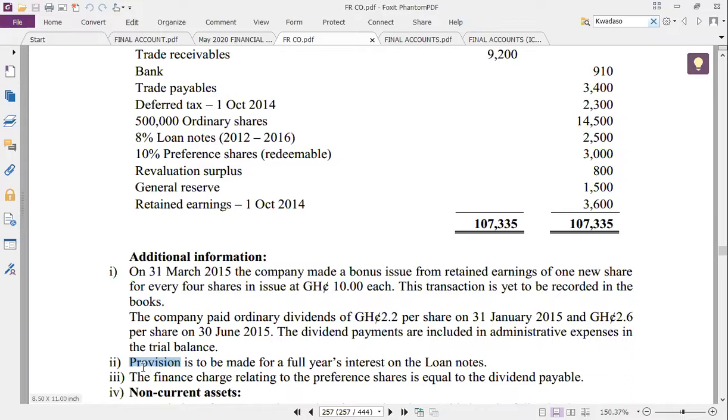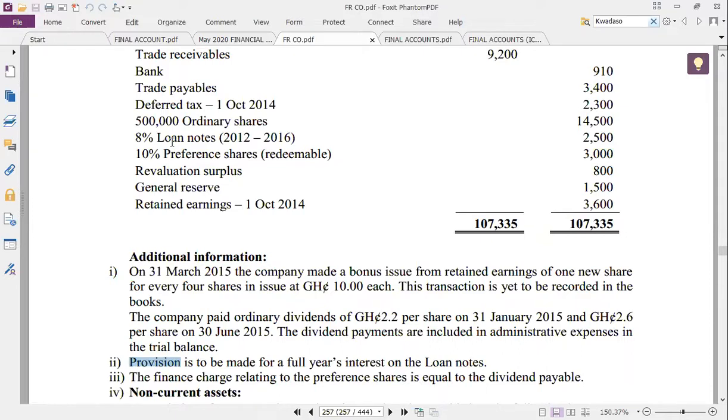The examiner should have taken it off to still be valid. Let's go to the trial balance. What's the loan note? The loan note is an 8% loan note, 2012 to 2016, right? That they pick it from where?